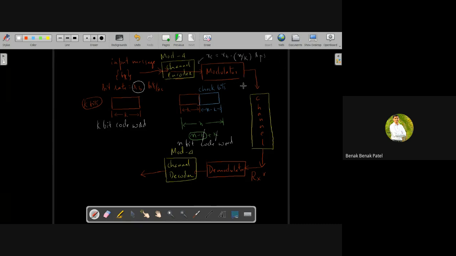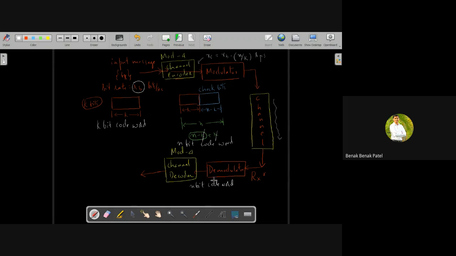Now this block of n bits will get modulated, transmitted via this channel, and received at the receiver stage. Right after demodulation, we'll get an n-bit code word again, and this n-bit code word need not be exactly similar to what we have transmitted.